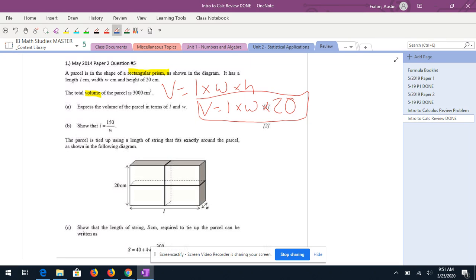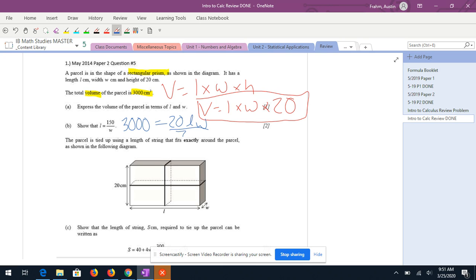The letter B, they want you to show that the length could also be written as 150 divided by W. Now how we can do that is using our answer from letter A and knowing that the parcel is 3,000 centimeters cubed, we could write out the equation 3,000 equals 20LW. Then we can solve this equation for L, get L by itself.